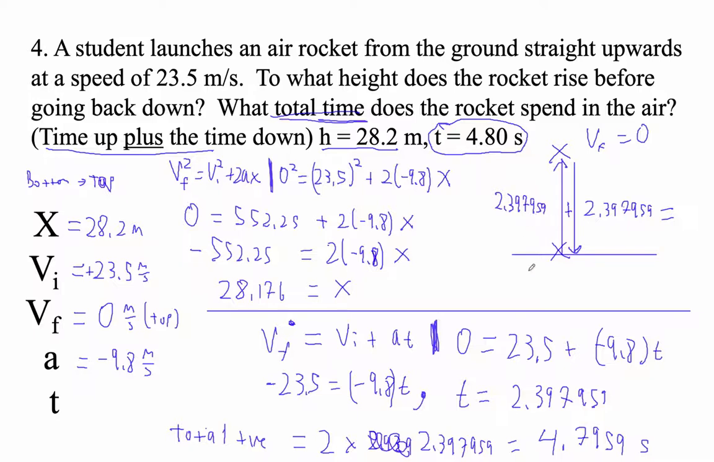Okay, so once you figure out the time to go up, the total time in the air, if it's symmetrical like this, that is, it lands at the same height, you just multiply that time up by 2. Okay, yeah.